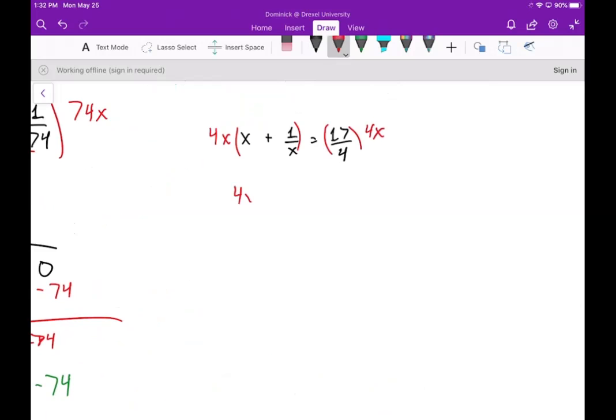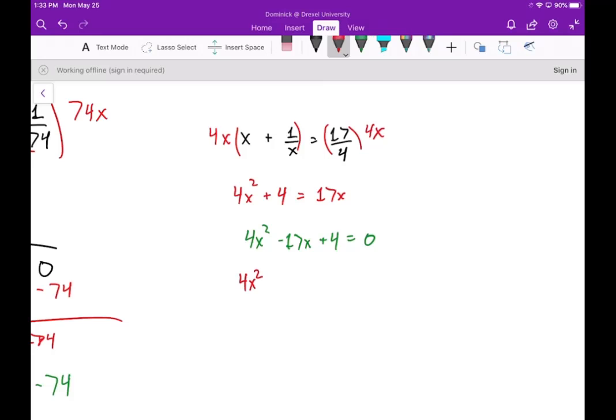So we get 4x squared plus 4 is equal to 17x. So now if I move the 17x over, I get 4x squared minus 17x plus 4 is equal to 0. Now this we can factor much easier.